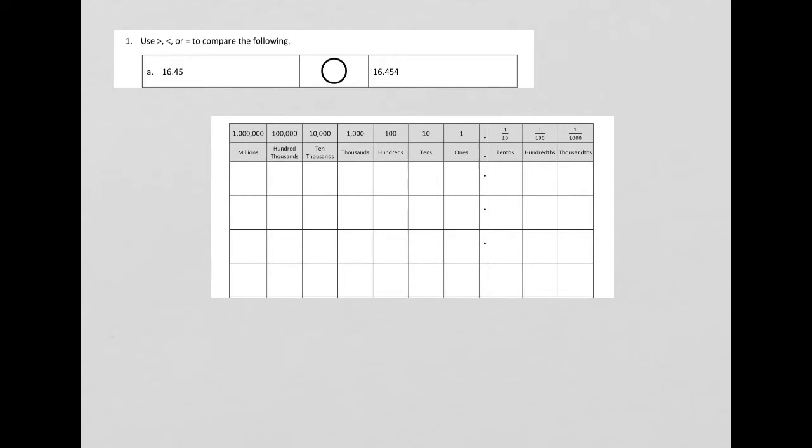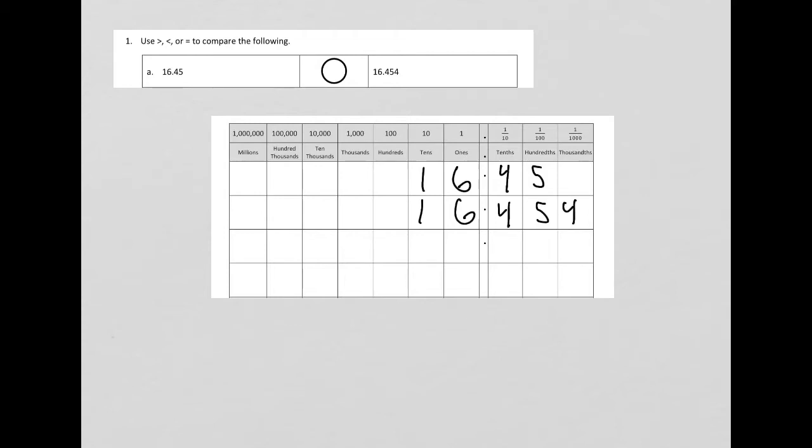Now the reason I have a place value chart here is we're going to fill it in with our numbers so we can stack them on top of each other and make sure they're all lined up, because that's the easiest way to see which one is bigger. So I'm going to start by writing my numbers in my place value chart. The first one is 16.45 and my second one is 16.454.